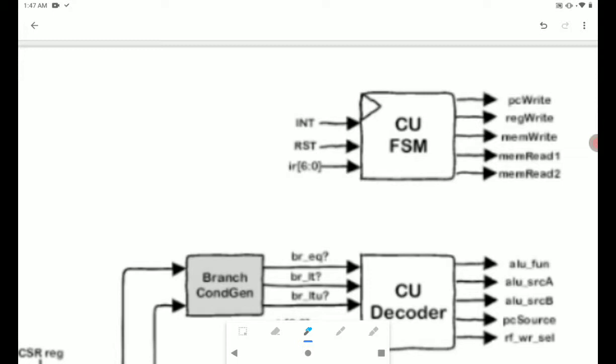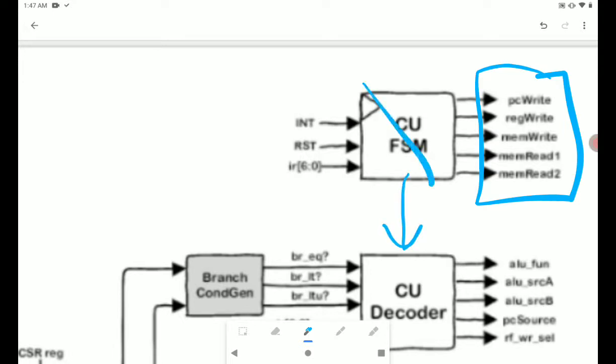And don't worry about interrupts right now, at least. I'm not using that. What you should pay attention to are these control signals, all right? Because all the logic from this FSM has to go into the decoder. Because you're not going to have an FSM anymore. Your pipeline is going to become your FSM.